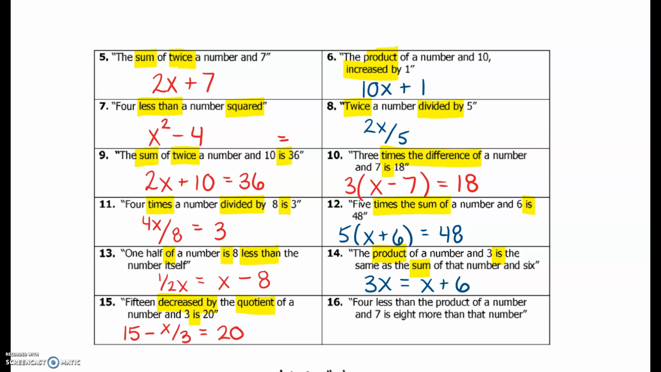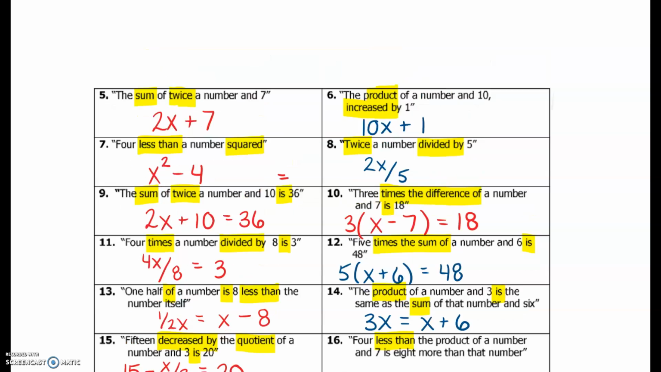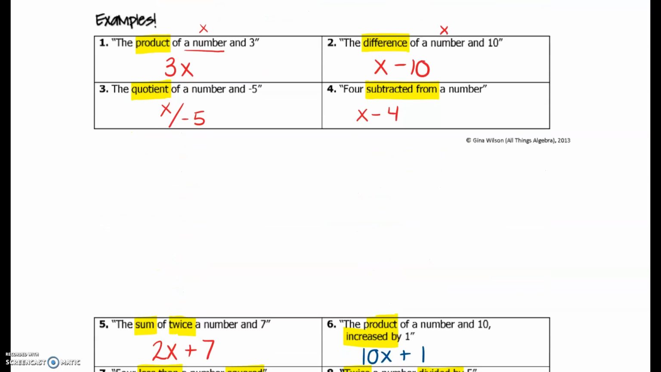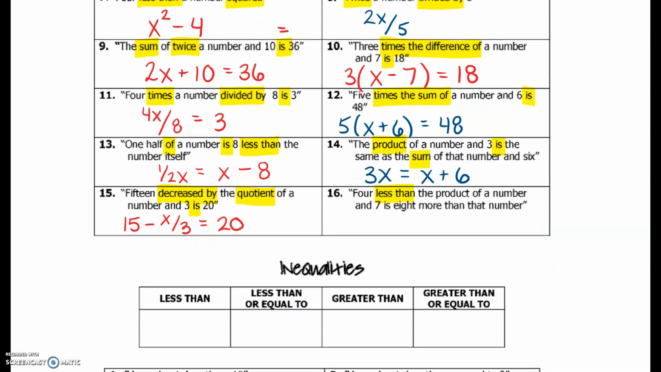So starting out with the first half of the statement, less than. If we go back to our front page, it should be indicated to us that less than is known as a turnaround word. This means that the number 4 is actually going to come at the end of our expression. So 4 less than the product of a number and 7. Product tells us we're multiplying. So we will have 7x minus 4.